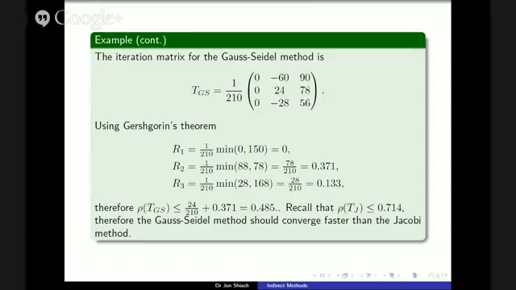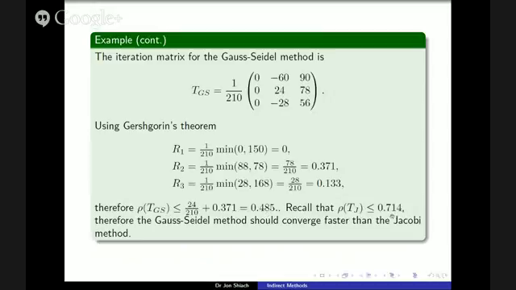So you determine which has the highest bound. The first one is 0 plus 0, which is kind of useless. The second one is 24 over 210 plus 0.371. The third one is 56 over 210 plus 0.133. It turns out that this one's the highest, at 0.485. That gives us our upper bound for the eigenvalue of that iteration matrix. So this is our spectral radius for the Gauss-Seidel method.